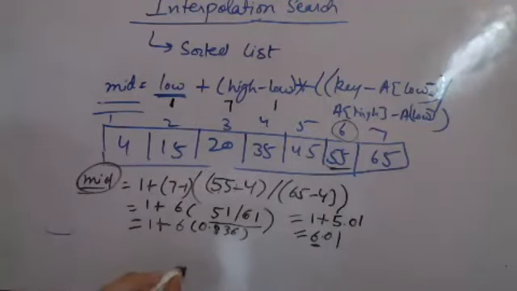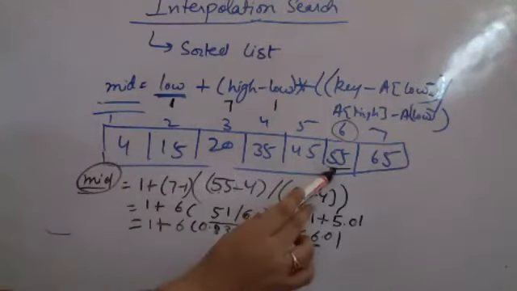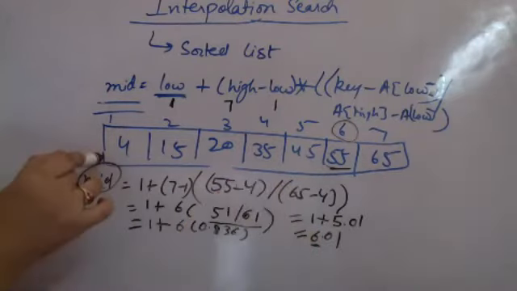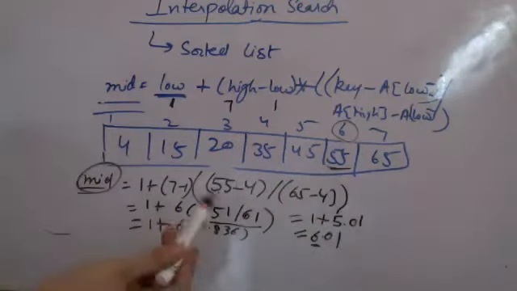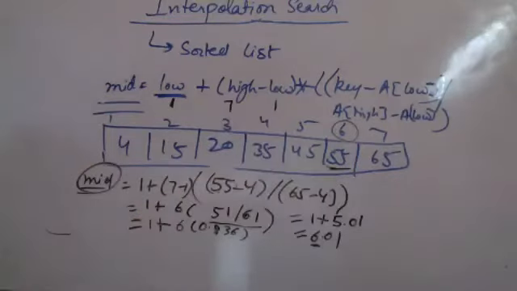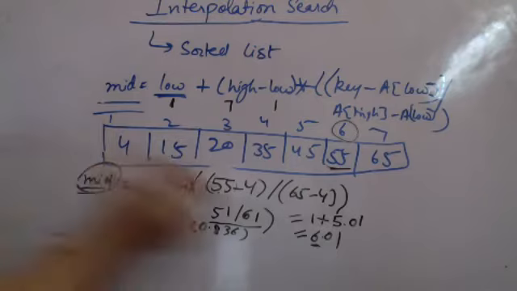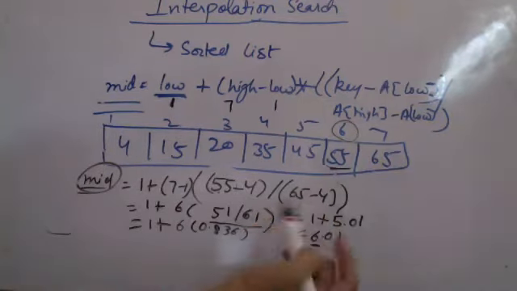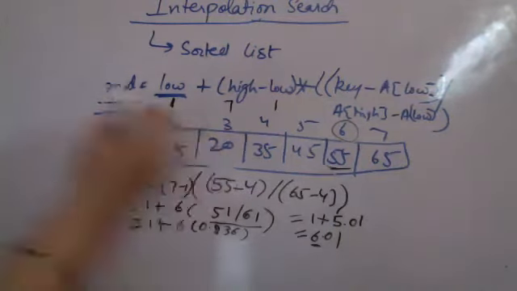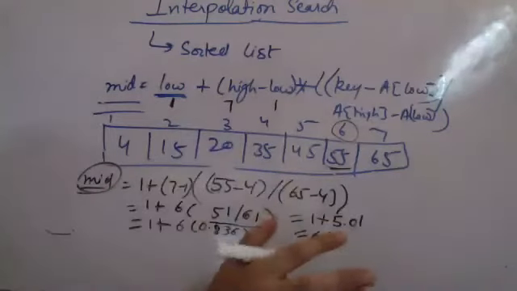Now I check. If the searched key is equal to mid, I stop the search. If it is not equal to mid, I will search in the left half if the element is smaller, or I will search in the right half. So if you can see, with this example interpolation search has found the key in the first search because the list is evenly distributed.